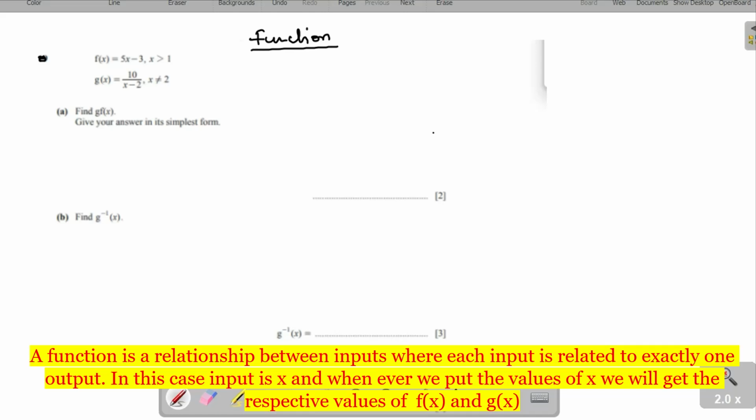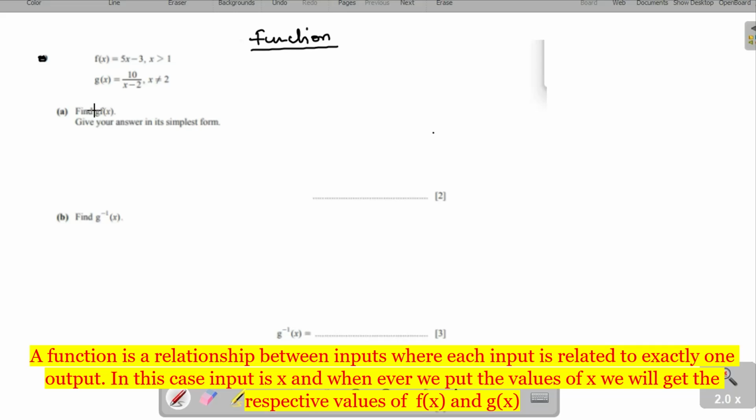If you're able to see my screen, this is one question from the IGCSE where f of x is given as 5x minus 3, where x should be greater than 1. The second function is g of x equals 10 upon x minus 2, where x is not equal to 0, because if x were 0 then g of x would not be defined. So how can we find g f of x?